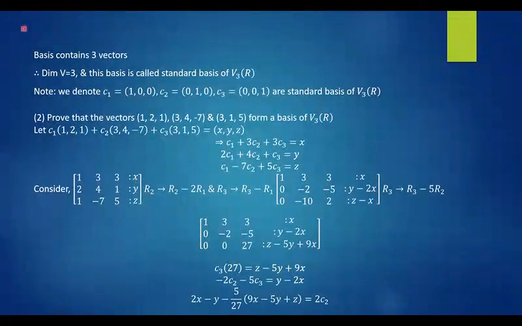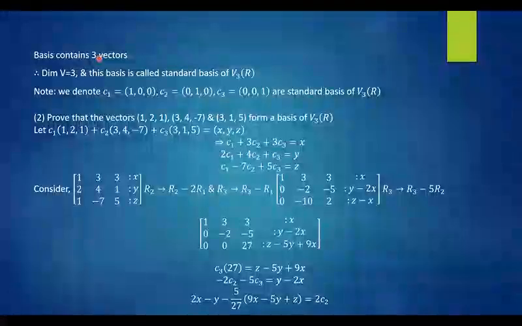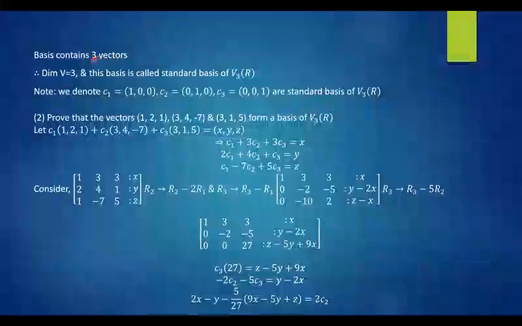And basis elements are in the form of three vectors. The given three vectors form the basis. Then the number of elements in the basis means it contains three vectors. So dimension of V here is 3. This basis is called the standard basis of V3(R).